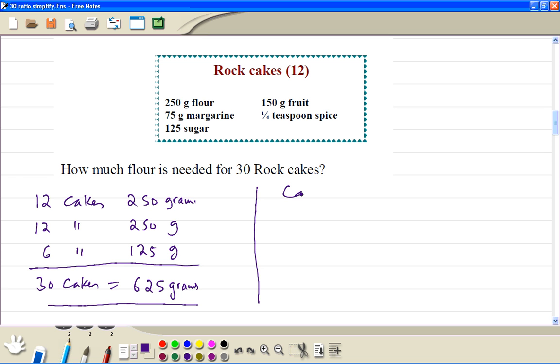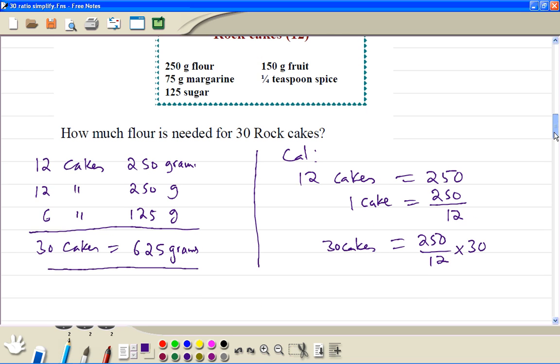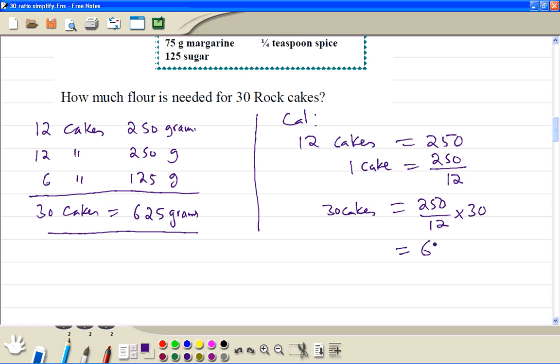If you're using a calculator, then you call this a unitary method. So we say 12 cakes equal to 250 grams, one cake. So divide both sides by 12. Then to get 30 cakes, then you multiply both sides by 30. Then you just use the calculator and you will get the answer to 625 grams.